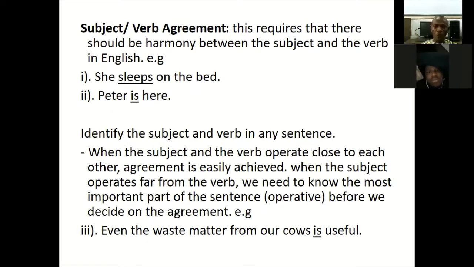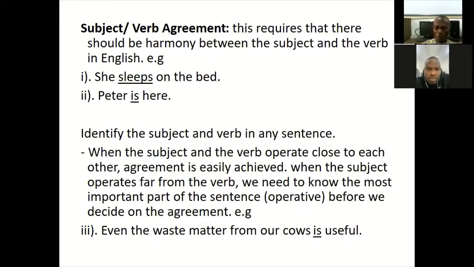No. For example, we have she sleeps on the bed. She sleeps. This is a habit, a routine. Yes. And therefore, that verb sleeps is in agreement with she. She is a singular subject and not a plural subject. And therefore, the verb sleeps is a singular verb in form and not plural.